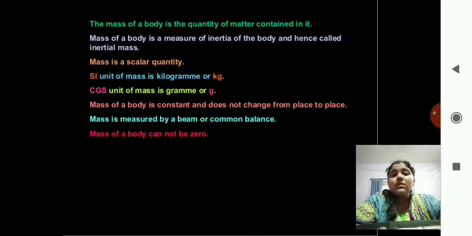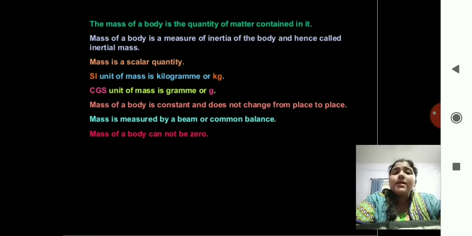The mass of a body is a measure of inertia of the body and hence called inertial mass. Inertia means some force is exerted on a body which keeps the body at rest or in motion. This is known as inertia, correct? So this inertia is known as mass. And mass is a scalar quantity. It does not have any direction. When it has a direction, it will be a vector quantity.